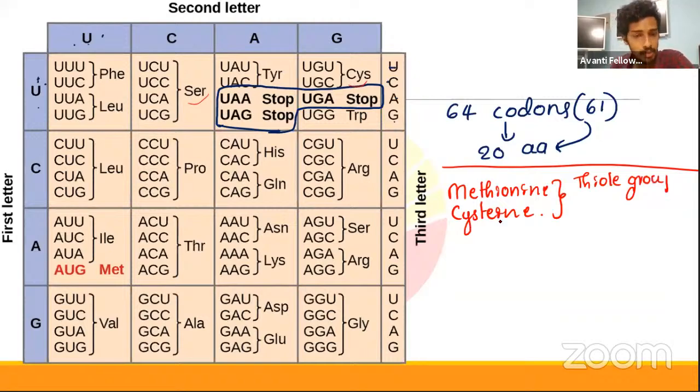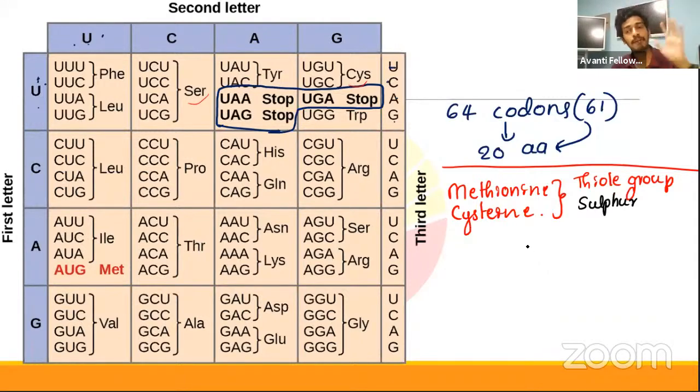Can anybody tell me what a thiol group is? What particular group is called a thiol group? Answer quickly. Exactly. That means these are the sulfur containing amino acids. Remember, of the 20 amino acids in total, only 2 have sulfur. Those are methionine and cysteine.